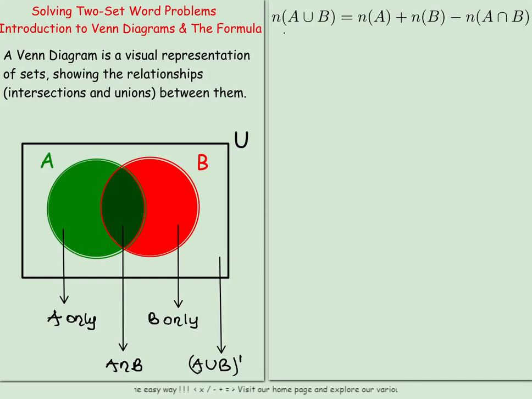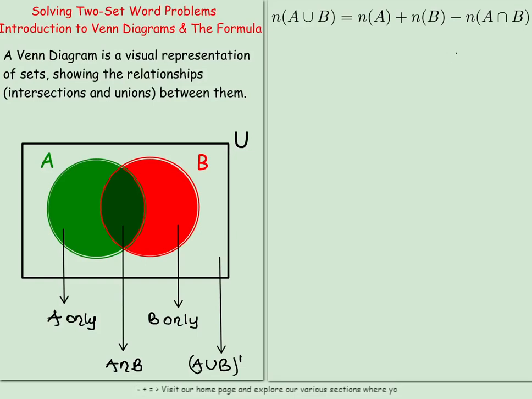Hence, we say that the number of elements in the union of A and B is equal to n of A plus n of B minus n of A intersection B. Here n of A simply means the number of elements in A. The subtraction of the intersection helps us remove one of the doubles. This is the first formula we need to know for two-set problems, that is, for A union B.